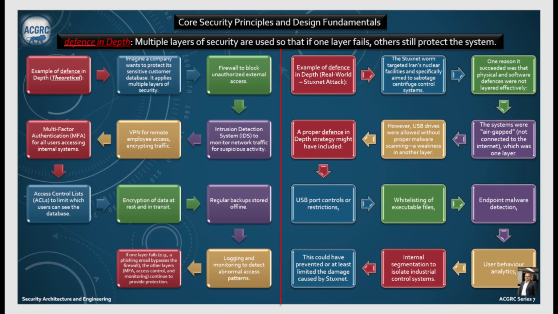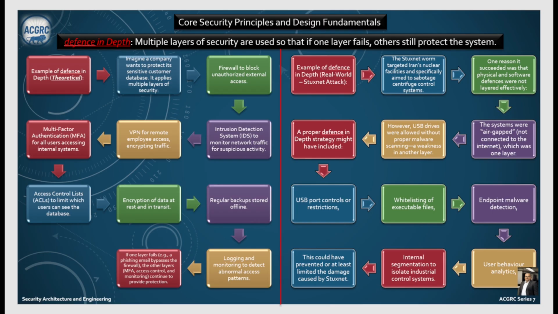Now let's look at a real world case. Let's take the Stuxnet attack. The Stuxnet worm targeted a country's nuclear facility and specifically aimed to sabotage centrifuge control systems. One reason it succeeded was that physical and software defenses were not layered effectively. The systems were air gapped, not connected to the internet, which was one layer. However, USB drives were allowed without proper malware scanning. It's a weakness in the second or next layer.